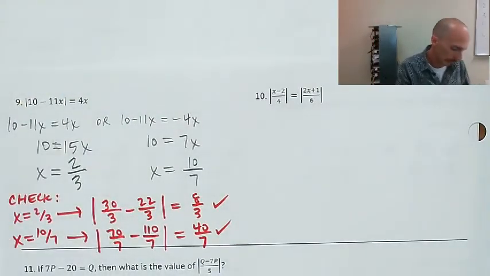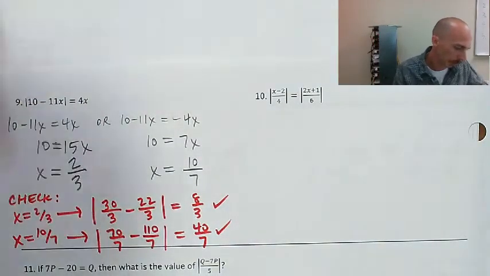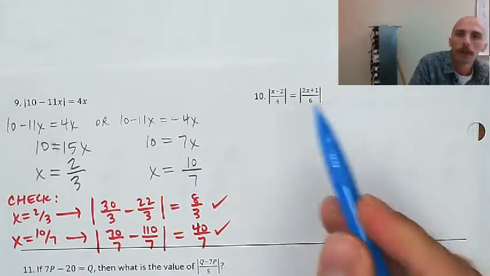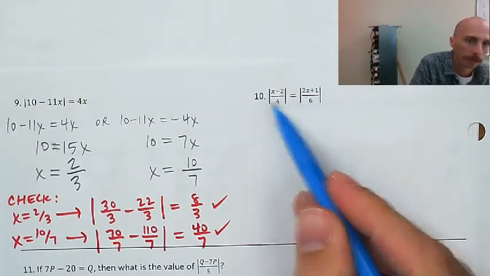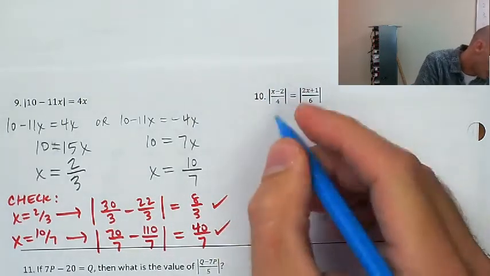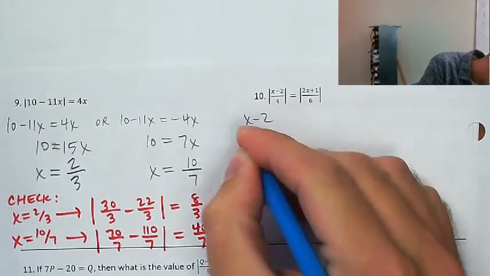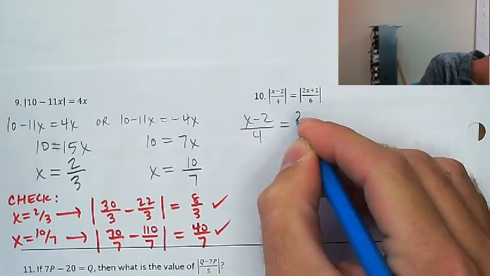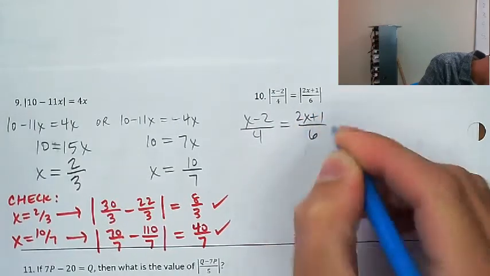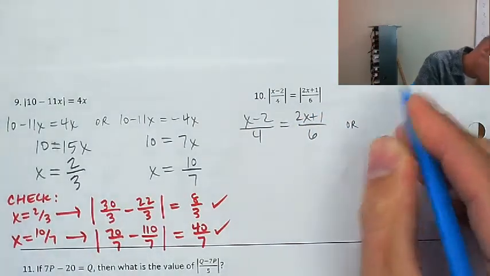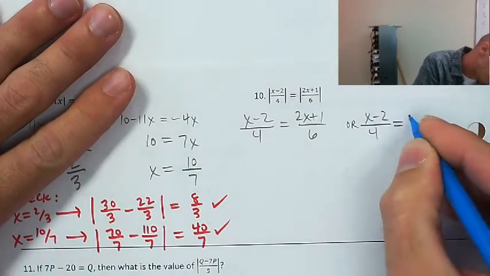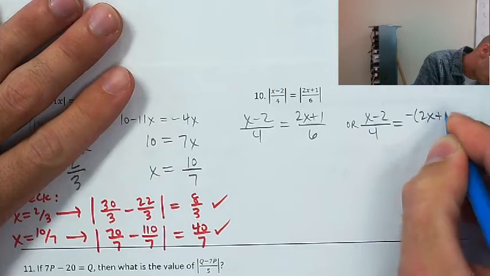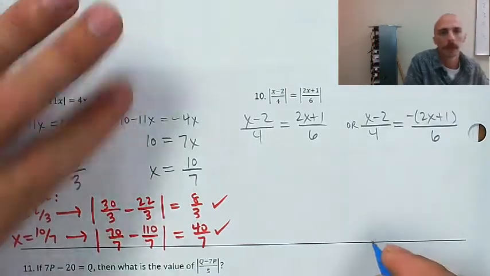All right, let's move on to number 10. We've got these two things that are equal to each other. So when absolute value equals absolute value, don't get distracted by the fact that there's a fraction. They're either the exact same or they're exact opposites. So I've got (x minus 2) over 4 equals (2x plus 1) over 6. Or (x minus 2) divided by 4 is equal to the negative of (2x plus 1) divided by 6.